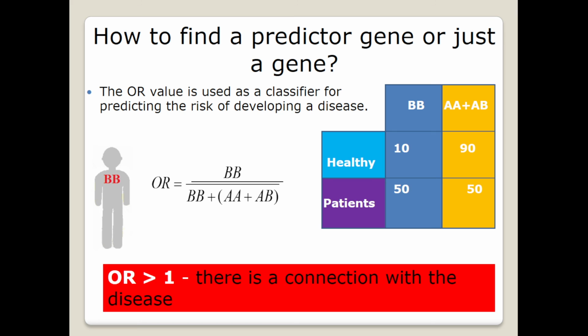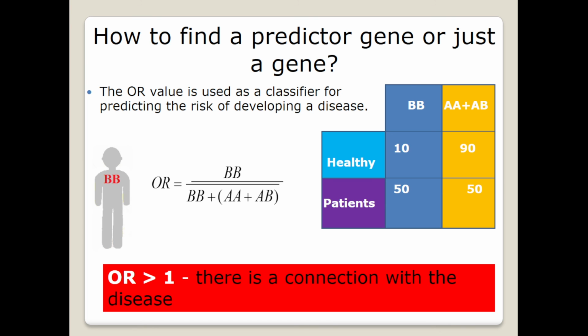How will we search? BB is the main one which we need to understand, associated or not associated with disease. How many in healthy, 10%, how many in patients, 50%. All other wild variant of normal allele and heterozygotes we combine and give how many also in this table.